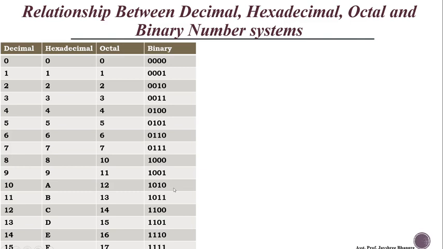1, 0, 1, 0 is nothing but 10. 1, 0, 1, 1 is 11. 1, 1, 0, 0 is 12. 1, 1, 0, 1 is 13. 1, 1, 1, 0 is 14. And 1, 1, 1, 1 is nothing but 15, or F in hexadecimal, or 17 in the octal number system.